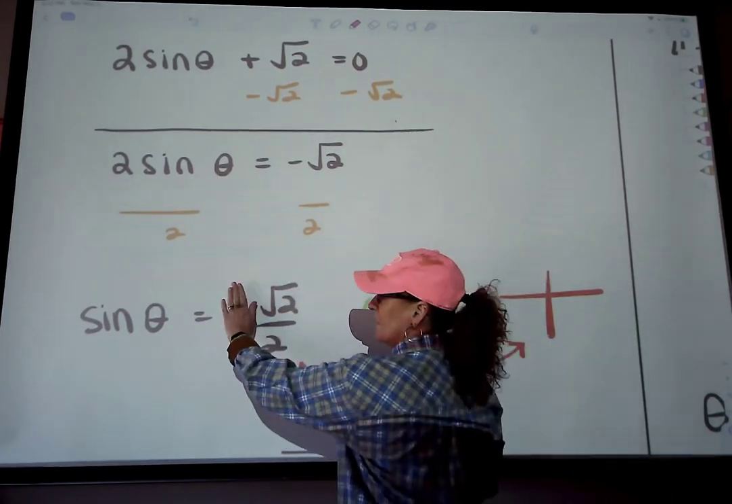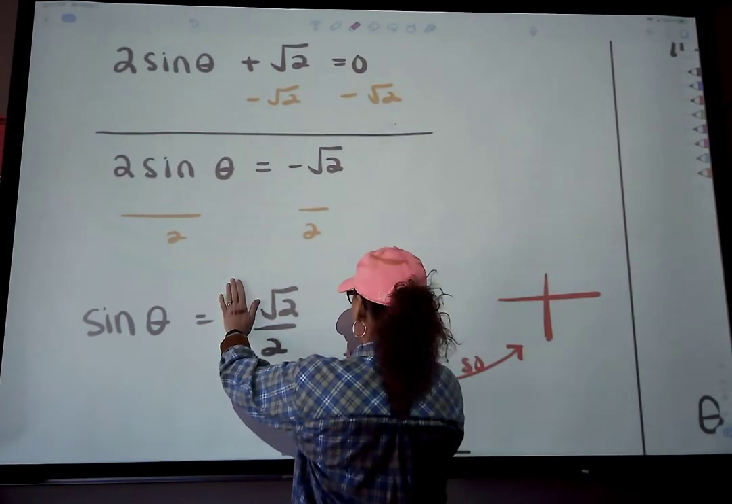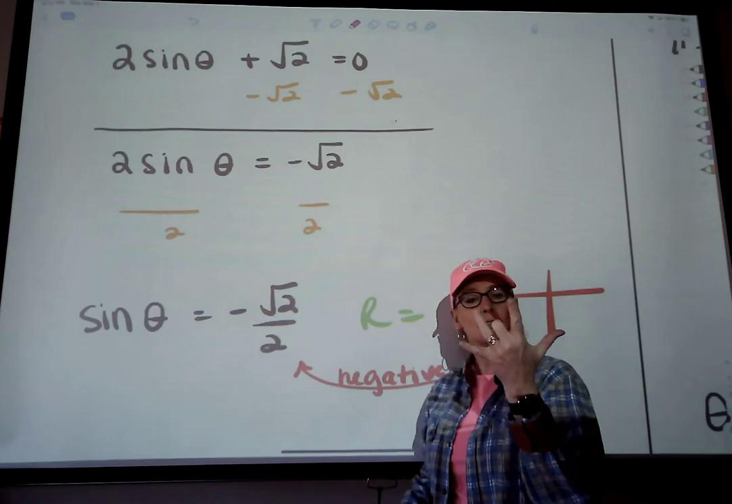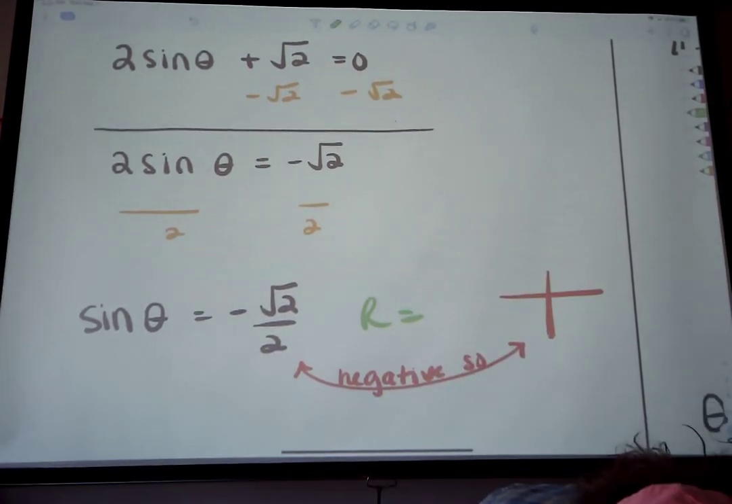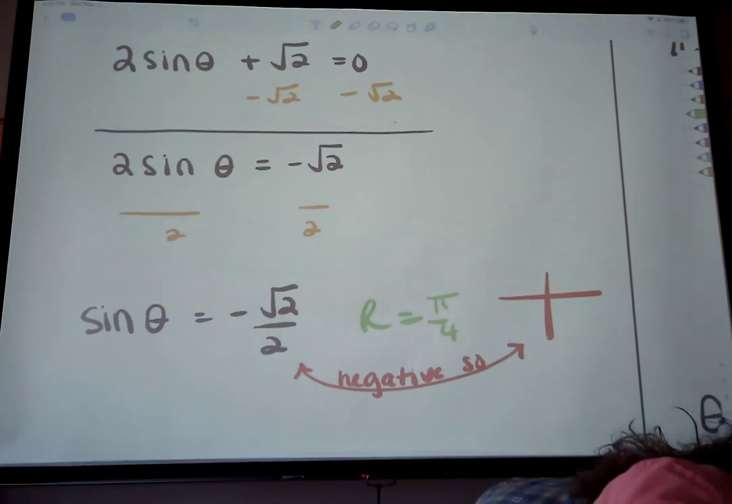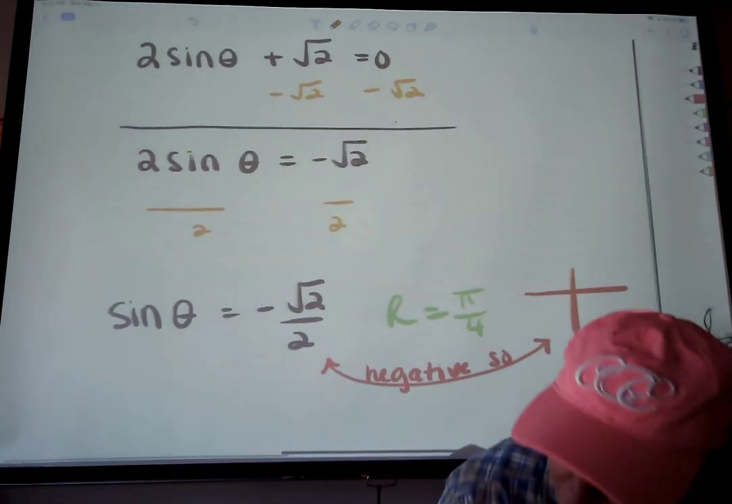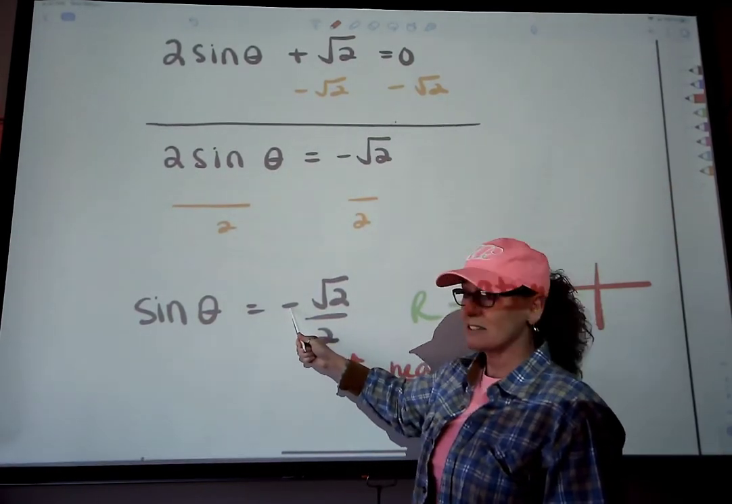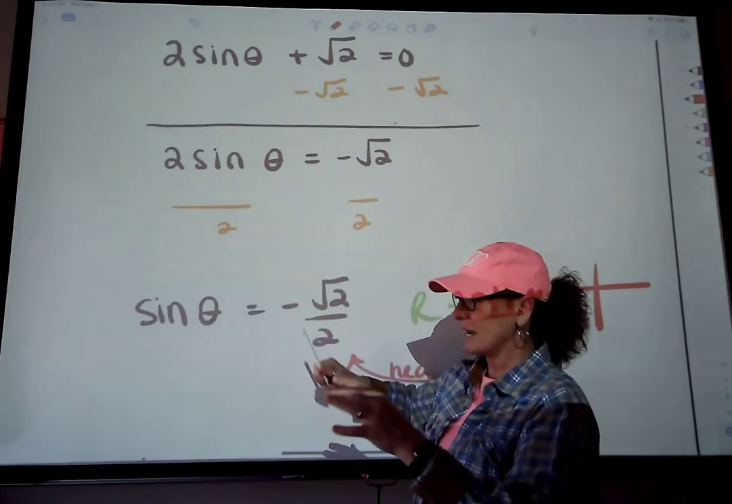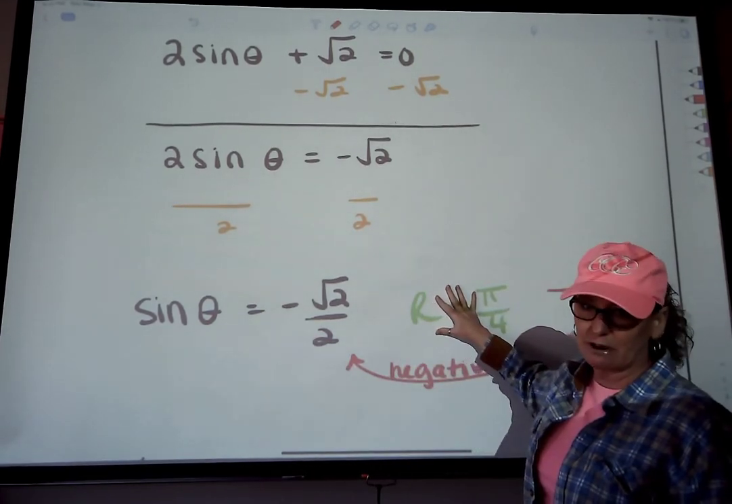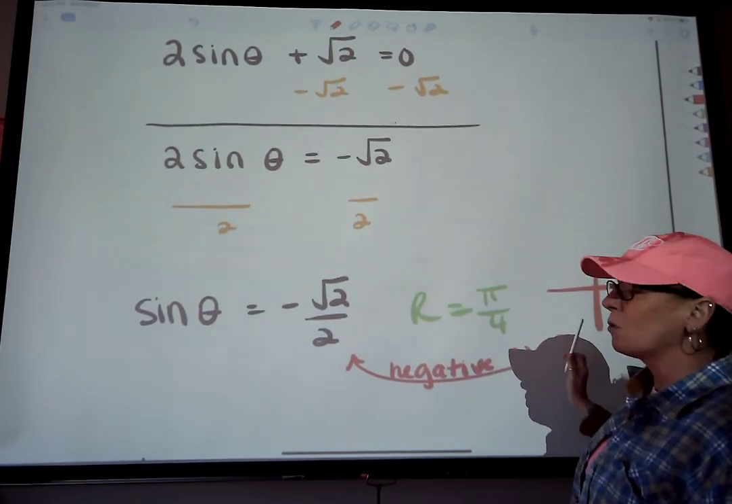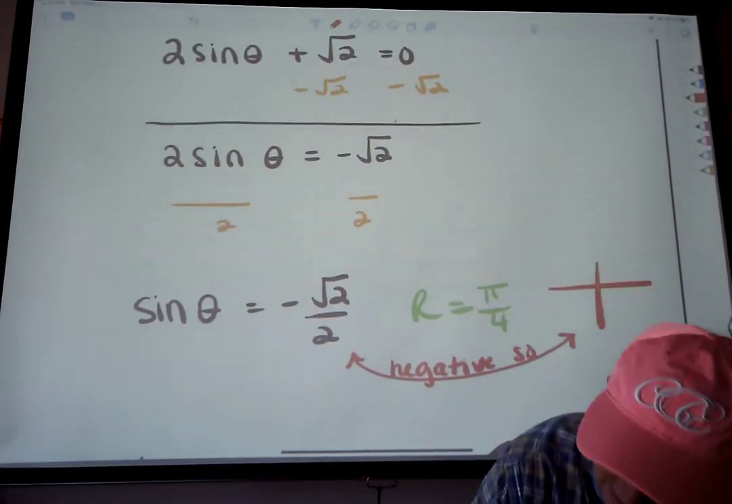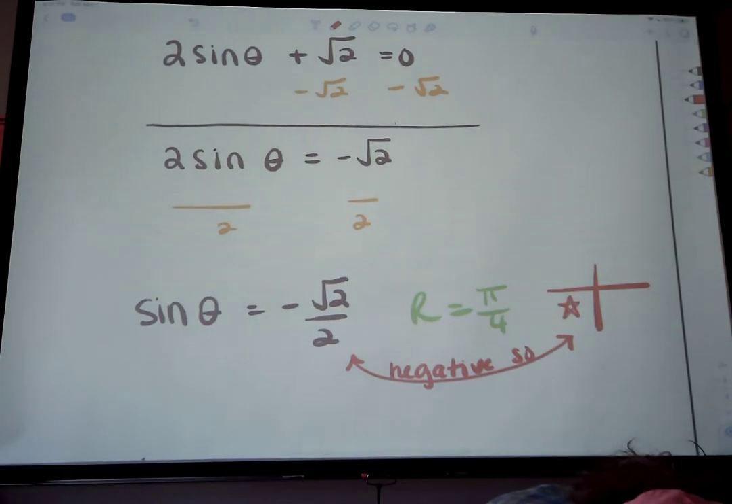Reference angle. Forget the negative just for a minute. Radical 2 over 2, that's going to be pi over 4. My sine fraction is negative. This is when I want to deal with my negative. I don't want to look at it when I'm doing my reference angle. I want to look at it when I'm placing my angle in quadrants. So sine is negative here and here.